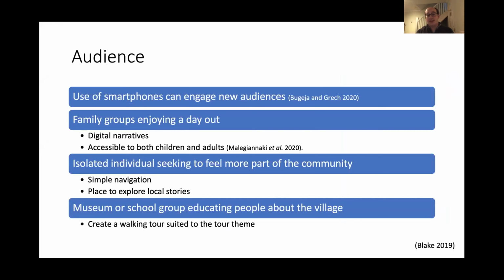One of the aspects I really researched was the audience. According to researchers, the use of smartphones can engage new audiences. As a result, I really wanted to combine digital technology to allow this to be the case. There are three main groups that I was aiming for. The first of these are family groups enjoying a day out. Here, digital narratives were collated in a way that could be bite-sized, alongside lots of photographs and visual elements, so that it could be accessible to both children and adults.